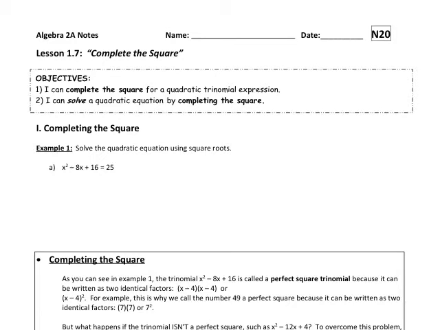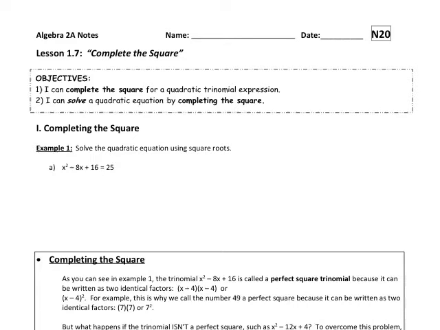In lesson 1.7, we're going to be learning how to complete the square for a quadratic trinomial expression, and you'll be able to use completing the square to solve a quadratic equation. So to begin with, let's look at solving the quadratic equation using square roots. This is just a reminder of how things can go from what we've learned before.